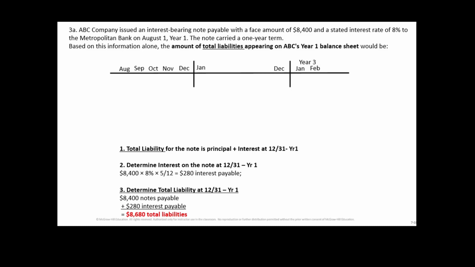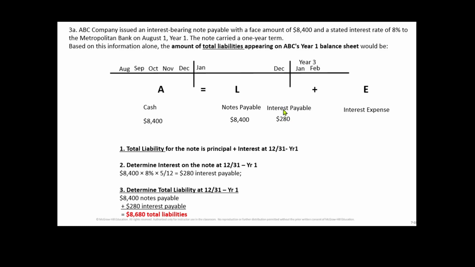Questions about that before we go to the next one? Well, let's go to the next one. Before we do, I think I showed here how this would be shown on the accounting equation. You don't have to show this, but I showed it anyway. You'd have cash coming in of $8,400 and also an increase to notes payable of $8,400, and then when the interest was accrued at the end of the year, you would show interest payable and interest expense.